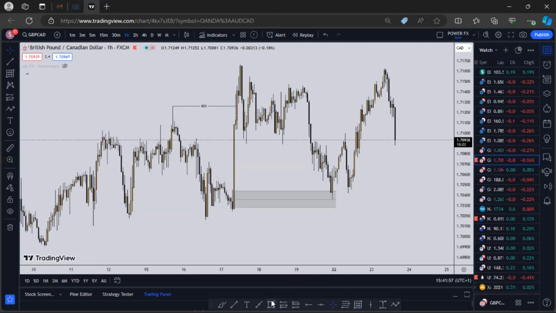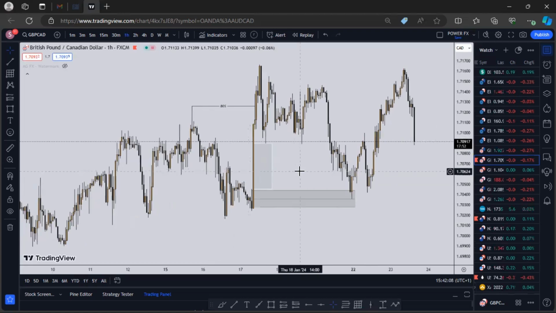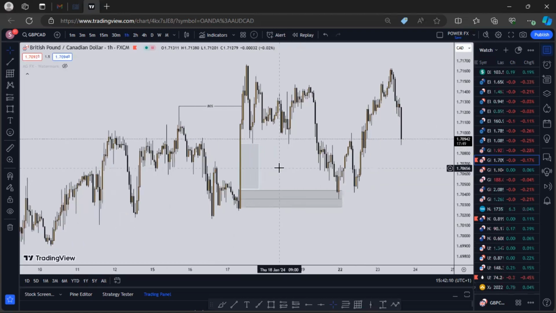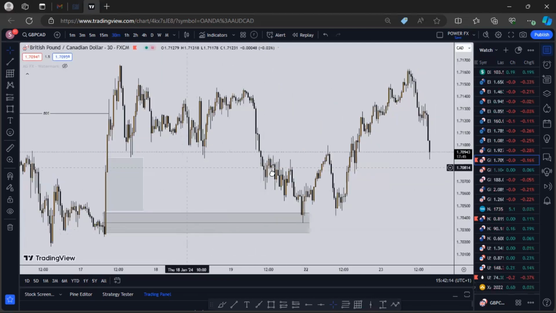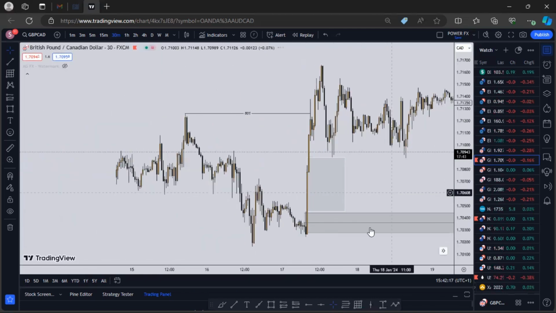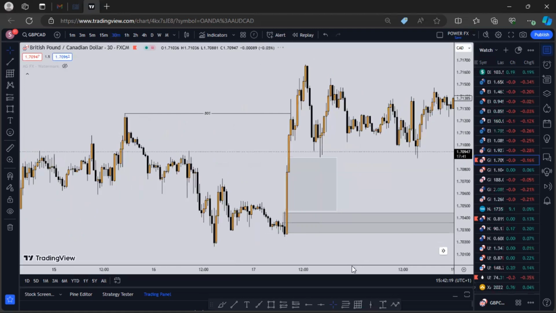For added confluence, I saw that there was an imbalance at my demand zone. So this gave me an added confluence to actually take this particular trade off of my demand zone. But note, something happened. If you guys can clearly see, something happened here.